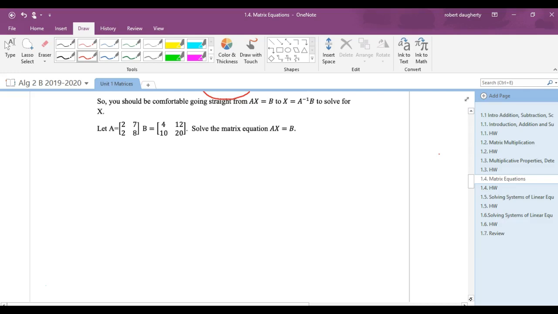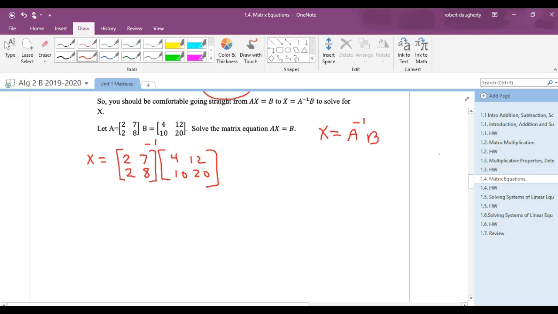A and B, solve the equation AX equal B. So to solve this equation, X is equal to A inverse times B. So all we have to do is find the inverse of A, multiply by B. So if I look at A, X is 2, 2, 7, 8 inverse times 4, 12, 10, 20.